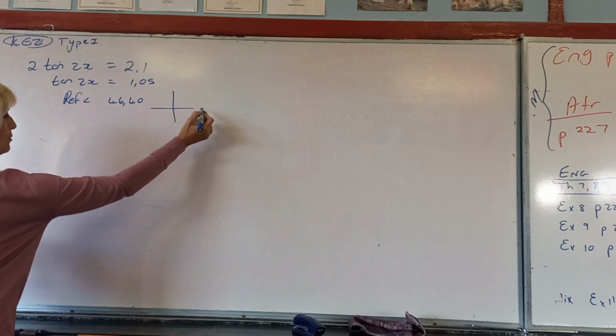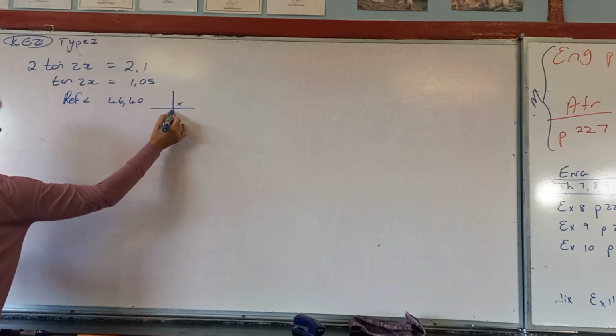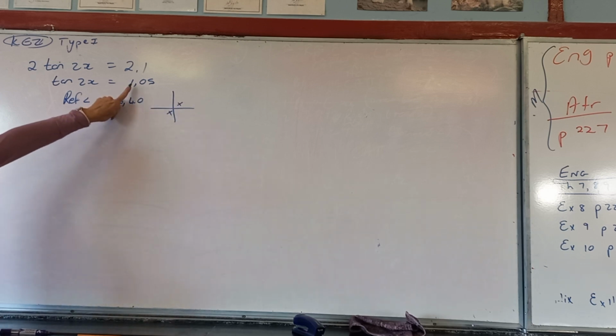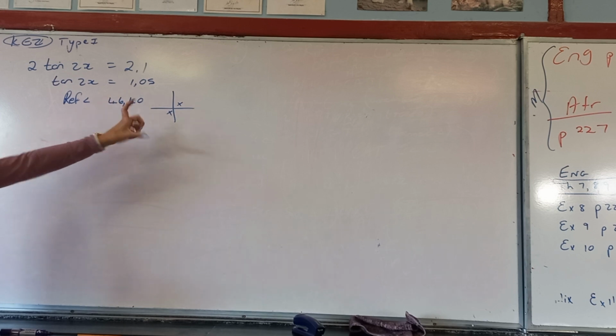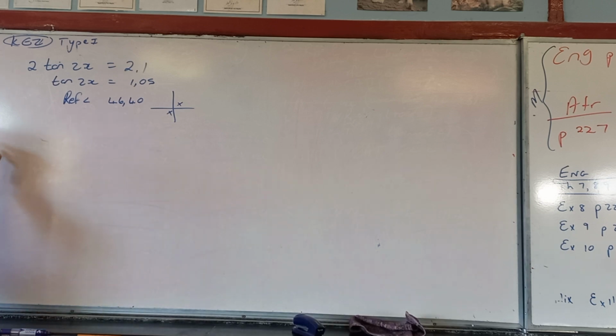Then we choose our quadrants. Tan is positive in the first and third. First and third, it's positive. In yesterday's example, it was negative in the second and third. Then we say in quadrant number 1, we will have our angle's name, 2x equal to just the 46,4 plus k180. You have a choice.